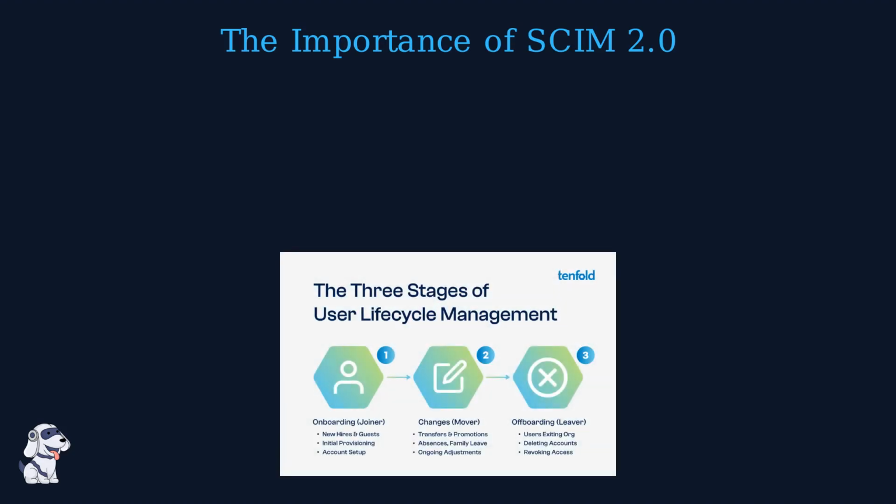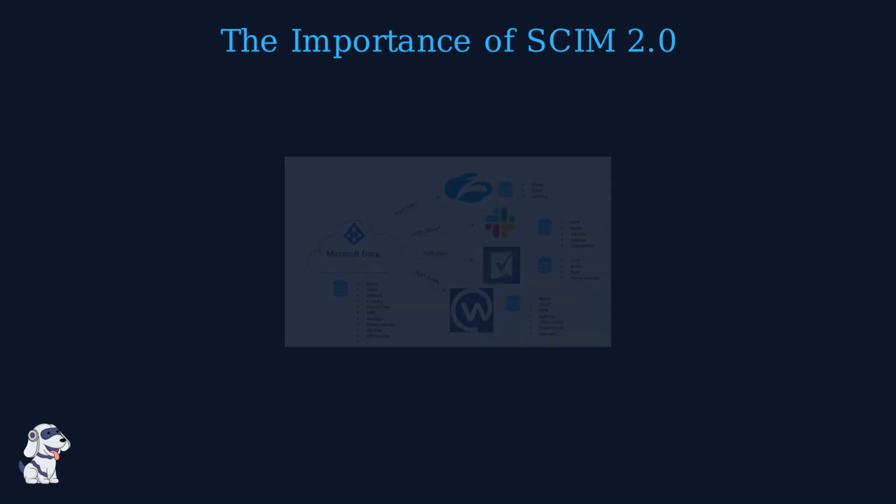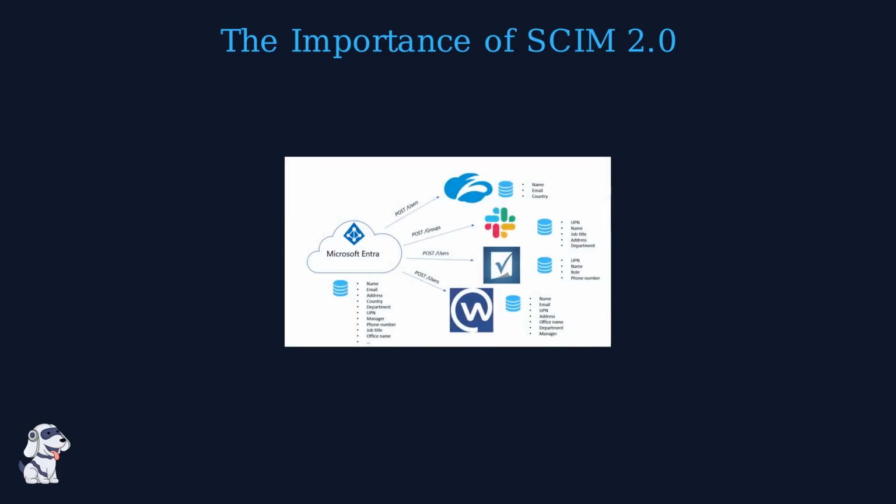SCIM shines during the employee lifecycle. When someone joins, their account is created automatically. When they change roles, their attributes sync, and most importantly, when they leave, their access is revoked instantly. Behind the scenes, your identity provider maps specific user attributes to Snowflake. This ensures that every user has the correct permissions without manual IT intervention.